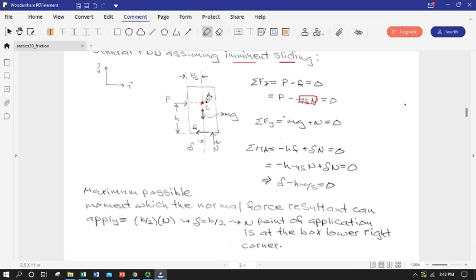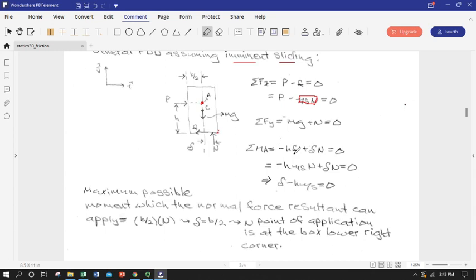So P can't cause a moment about A, and neither can the weight, because their lines of action pass through A. But F certainly can, and N certainly can. So using my definition of moments, I've got H times F causing a moment into the paper, and delta times N causing a moment out of the paper. And if I don't want the box to rotate, those two have to add to 0.